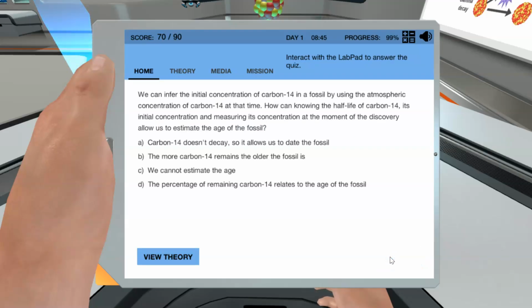We can infer the initial concentration of carbon-14 in a fossil by using the atmospheric concentration of carbon-14 at that time. How can knowing the half-life of carbon-14, its initial concentration and measuring its concentration at the moment of the discovery allow us to estimate the age of the fossil?